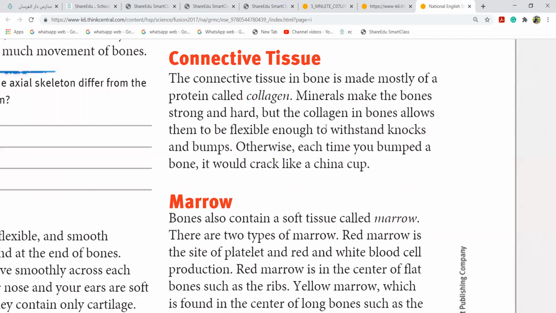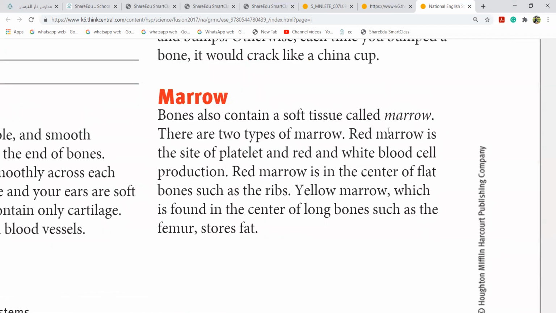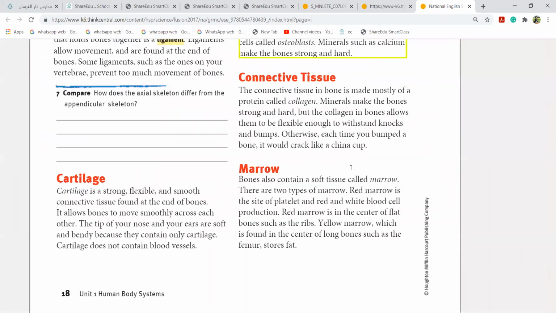marrow, again, I told you, contains a soft tissue inside, which is spongy. And we have two types. One is red marrow, which makes platelets, and it is in the center of the flat bones, such as ribs. Yellow marrow is found in the center of long bones, such as the femur, which stores fat.